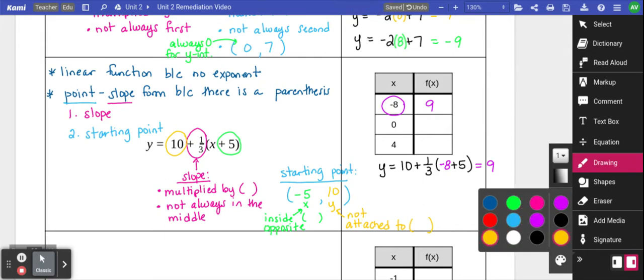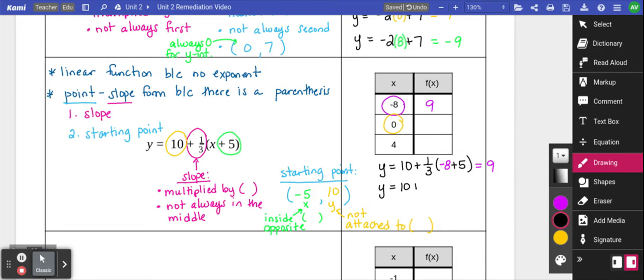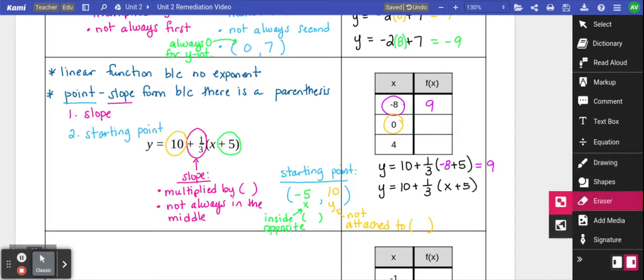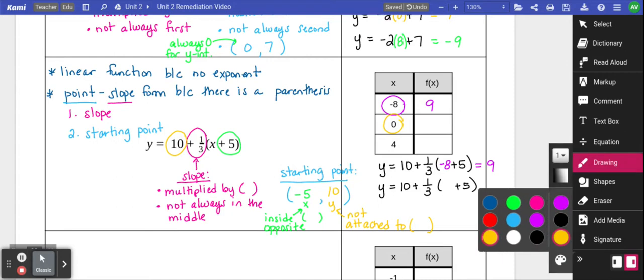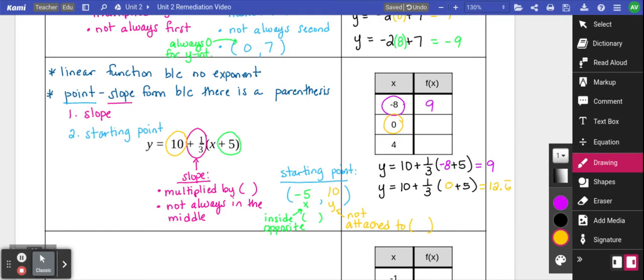Next, I'm going to plug in the number 0. So again, I'm going to just copy my equation, y equals 10 plus 1/3 times x plus 5. I'm going to erase the x and I'm going to replace it with the number 0 because that's the number I'm plugging in. And when I do that, again, I'm on my calculator, I should get 12.6 repeating. Oh, I'm sorry. No, it's not 12.6 repeating. It is 11.6 repeating. And so that would go in this box right here.